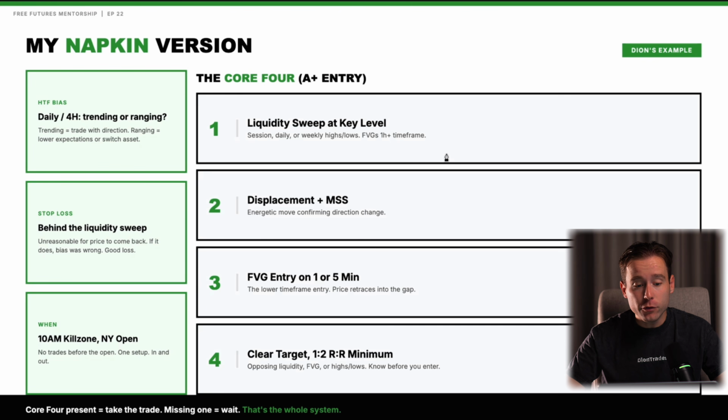And my exact entry trigger is the core 4 of my entry model. All my winning trades have these 4 elements. And I highly recommend going back to, let's say, your last 10 winning trades and look for those core 4 yourself.